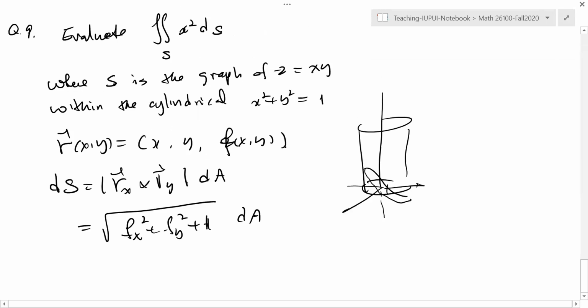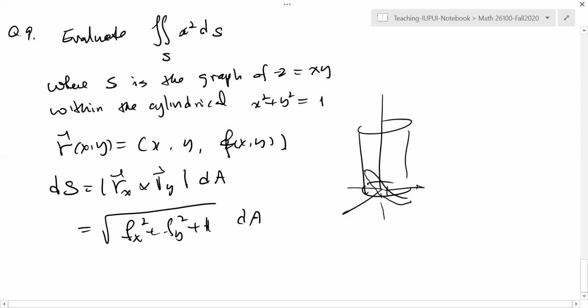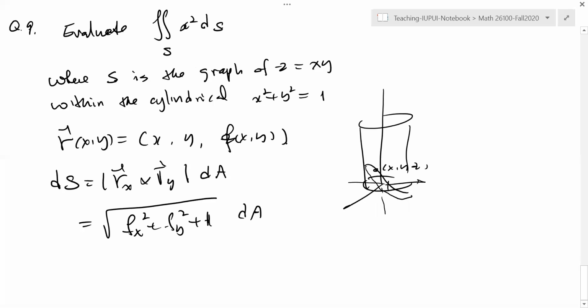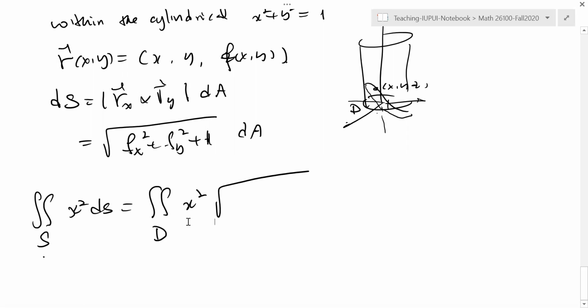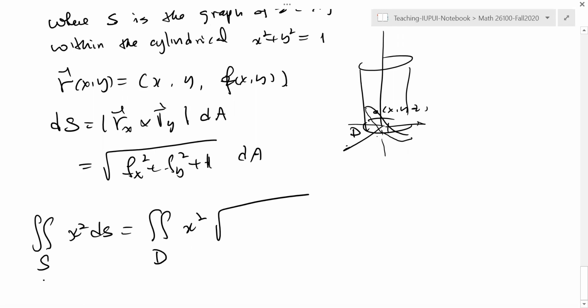Then you have x squared. X squared is the value of the function at the point x, y, z on the surface. It depends on the first component only. So this S has its domain here as a disk, D. So this x squared dS can be converted to the double integral, still x squared, and the partial derivative of f with respect to x is just y. And this is y squared plus x squared plus 1 dA, okay?